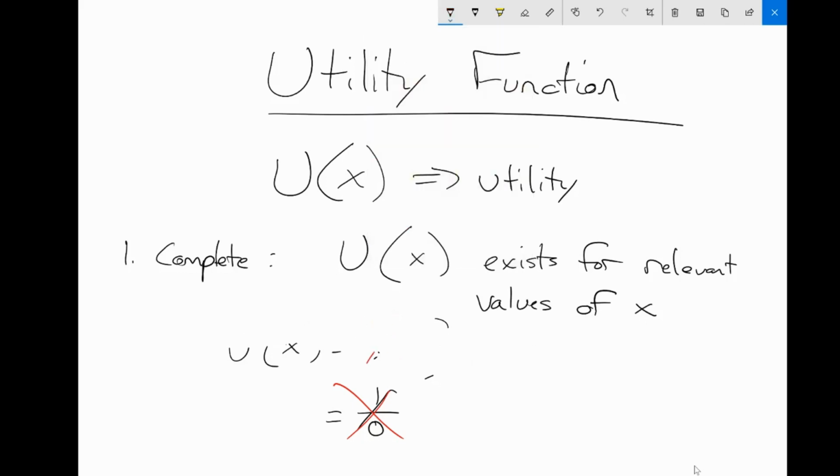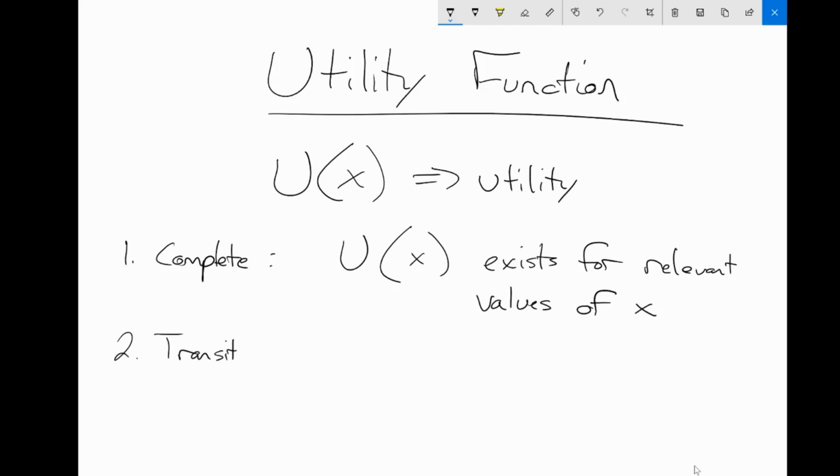All right, so completeness. Like I said before, completeness means that people have preferences for everything. That translates into a utility function by us saying that the utility function exists for relevant values of x. Okay, so it's complete.